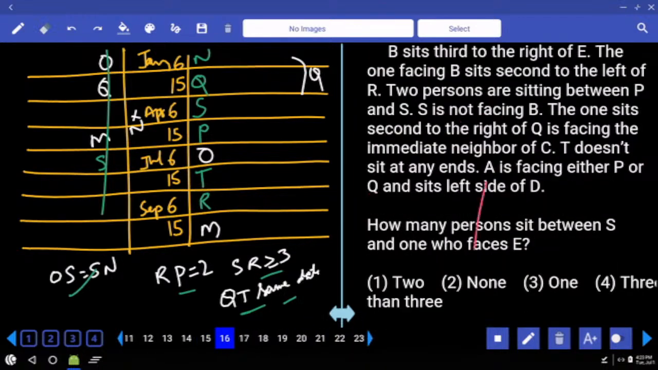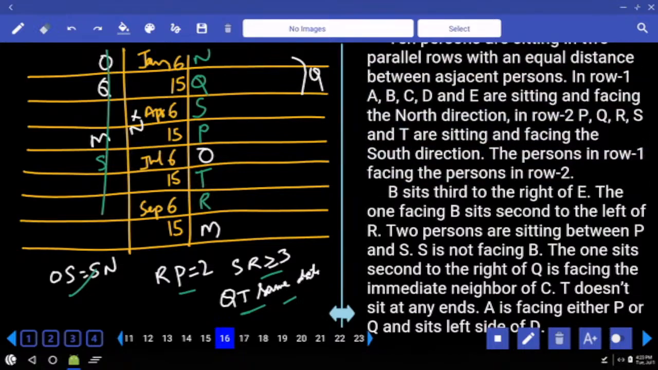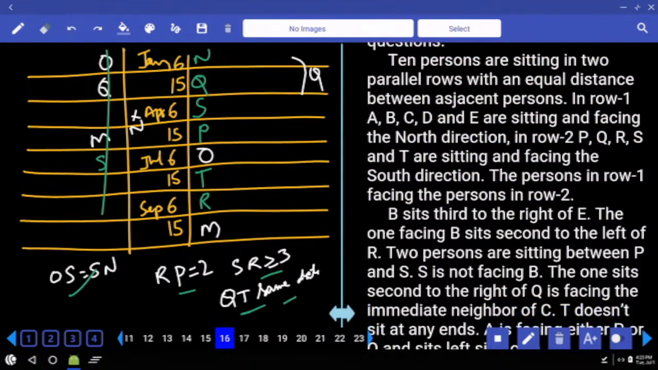Now 16 onwards. In question number 16, here are 2 parallel rows, first and second priority. Definitely first priority. 10 persons and 2 parallel rows, 16 to 20. Out of the first 4 sets that were given, 3 come under the first priority. Only set number 1 comes under the second priority. And if you start with set number 1, you cannot work out all the 4 sets.